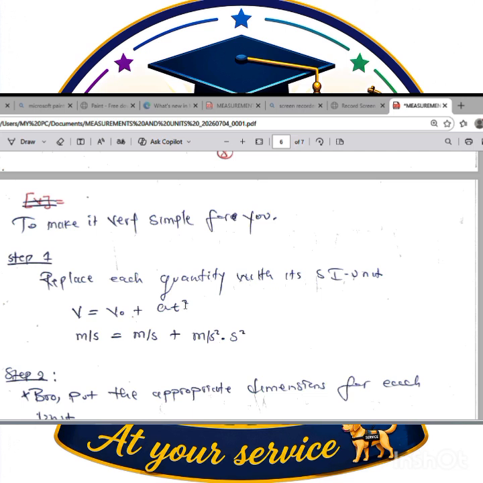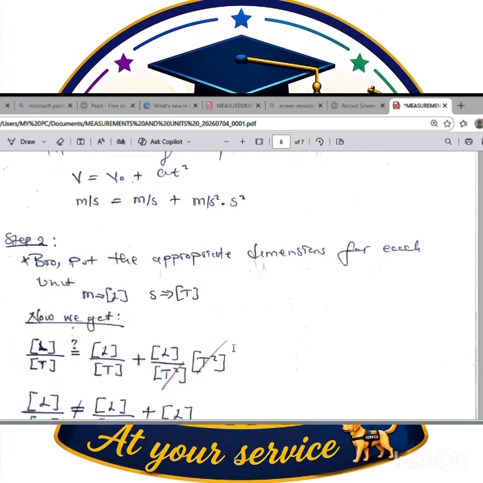It's coming from this t here. Then the other second squared is coming from the units of acceleration, which is meters per second squared. So after I write the units, then step two, you now put the appropriate dimensions for each unit. So you know the dimensions for length, which is meters. We represent the dimensions for length using the capital L in brackets.